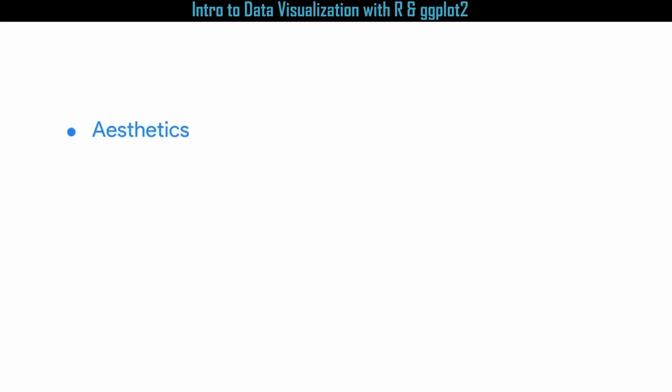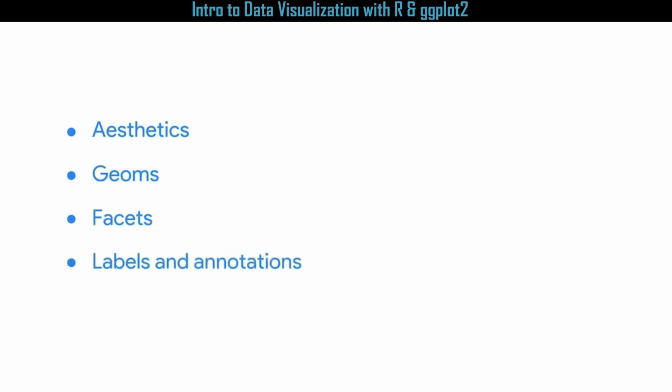We'll focus on some core concepts in ggplot2: aesthetics, geoms, facets, labels, and annotations. These might be new concepts to you, and that's okay. We'll learn about them together, and soon we'll explore each in detail. For now, let's get a quick preview.